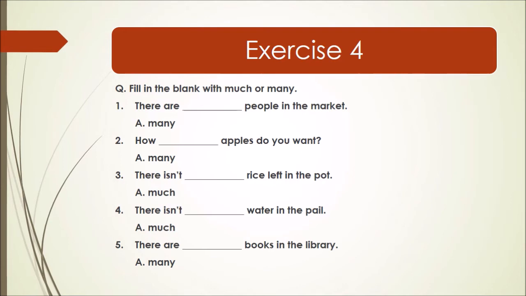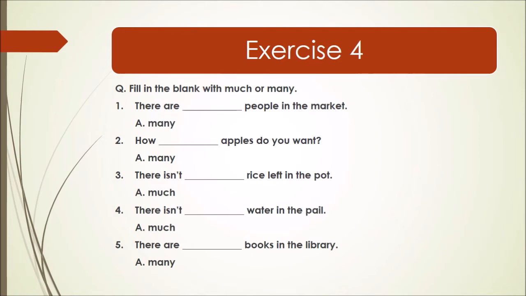I have solved this exercise for you. Here are the answers after every sentence. How dash apples do you want? How many apples do you want? Why do you use many? Because apples are counted. There isn't dash rice left in the pot. There is not much rice left in the pot. Number four, there is not much water in the pipe. In sentences third and fourth, we use much because rice and water are uncountable.